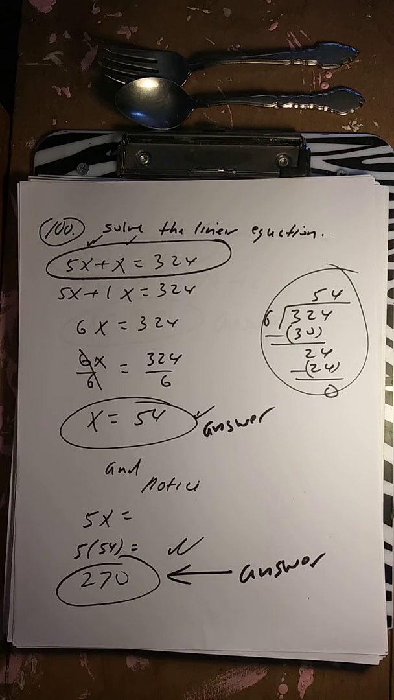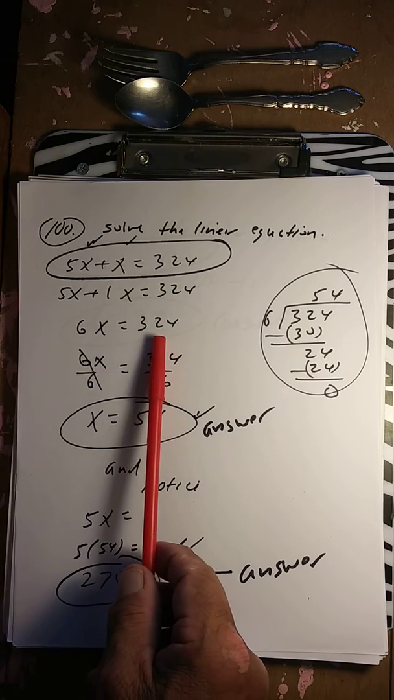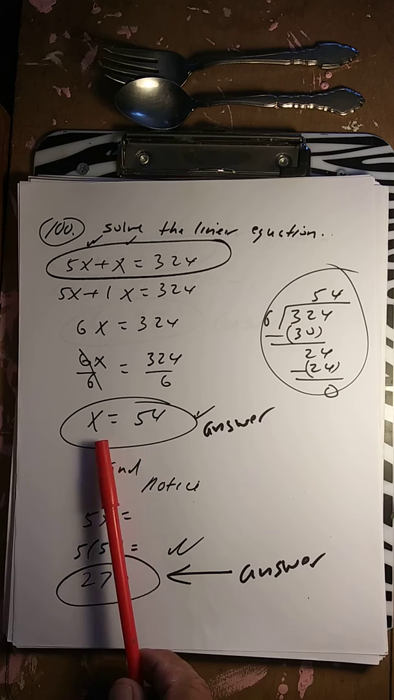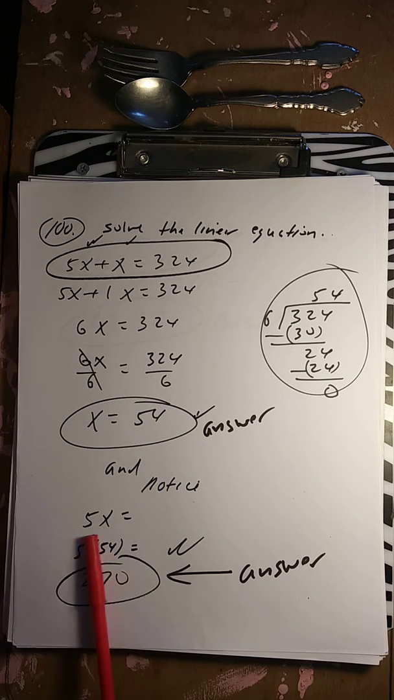Solve the linear equation. 5x plus x equals that. So 5x plus 1x has to be this number. So 6x is 324. Divide by 6. So x has to be 54. And notice that 5x would just be 270. So you can put them back in, substitute, to see if it works.